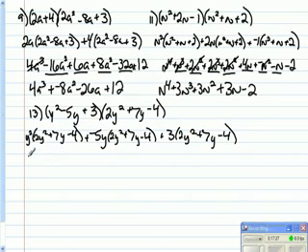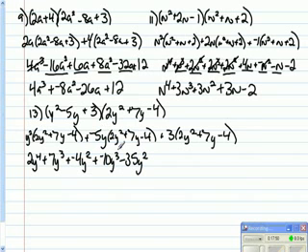Okay, go ahead and distribute. Y squared times 2y squared becomes 2y to the 4th. Y squared times 7y, 7y to the 3rd. Y squared times negative 4 is negative 4y squared. Negative 5y times 2y squared is negative 10y to the 3rd. Negative 5y times 7y is negative 35y squared. Negative 5y times negative 4 is positive 20y. 3 times 2y squared is 6y squared. 3 times 7y is 21y. And 3 times negative 4 is negative 12.